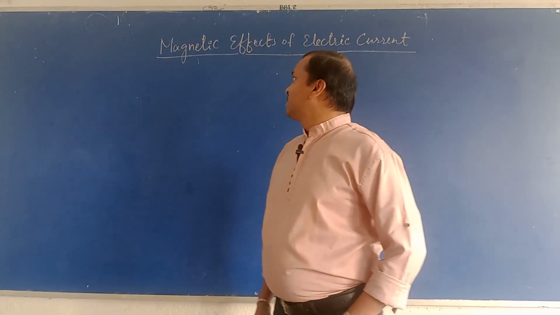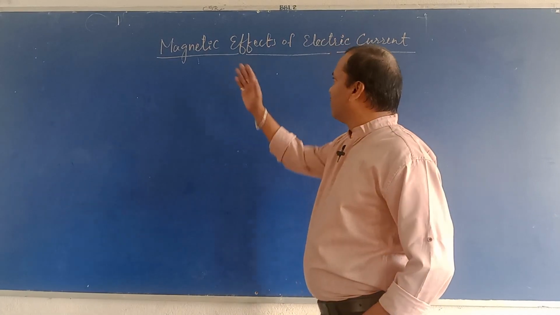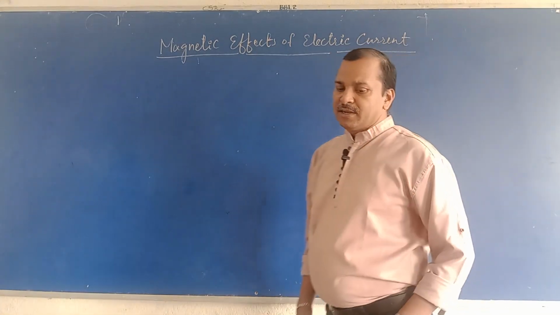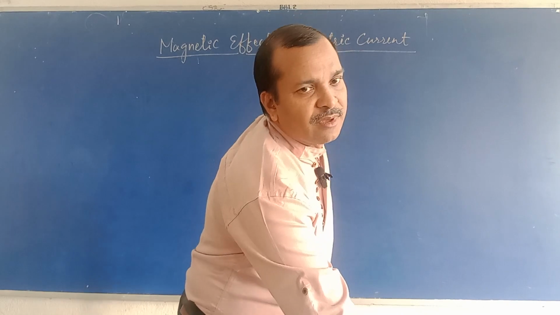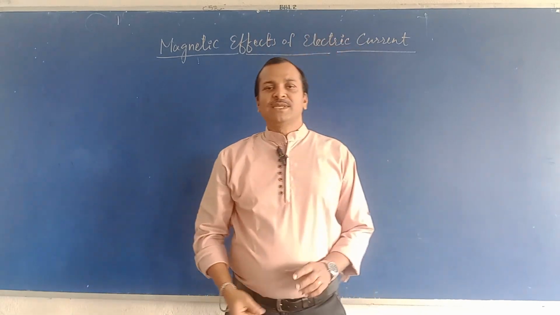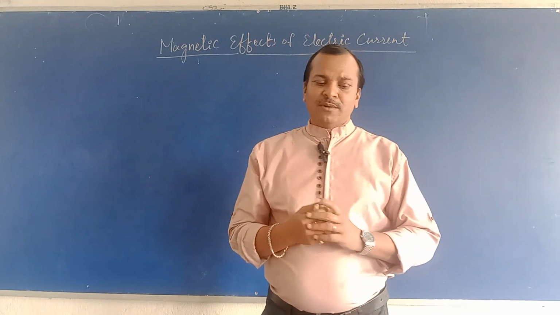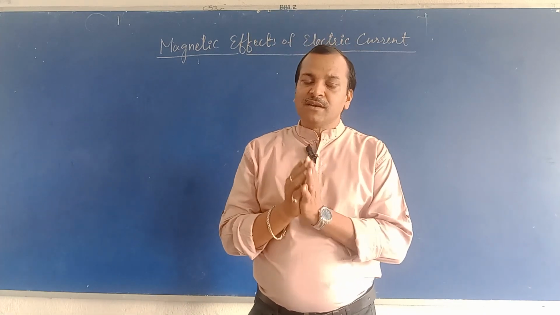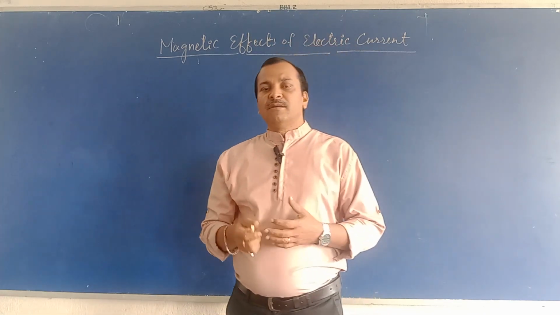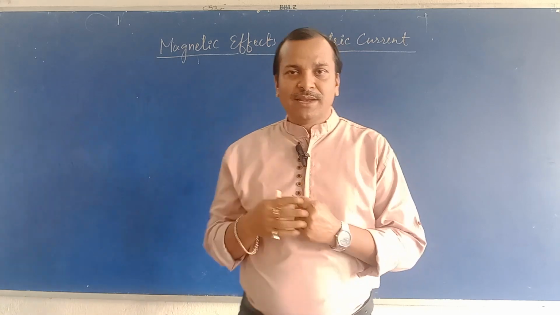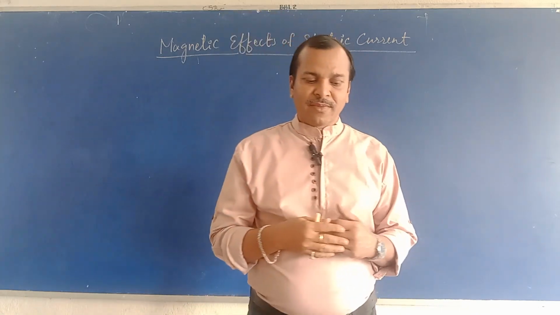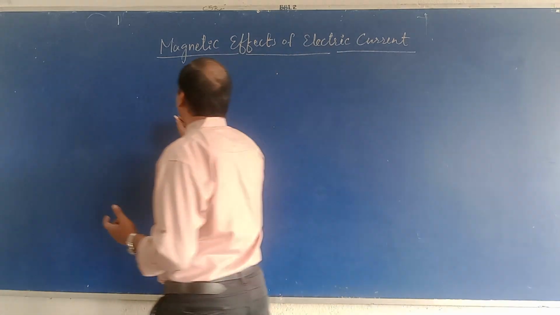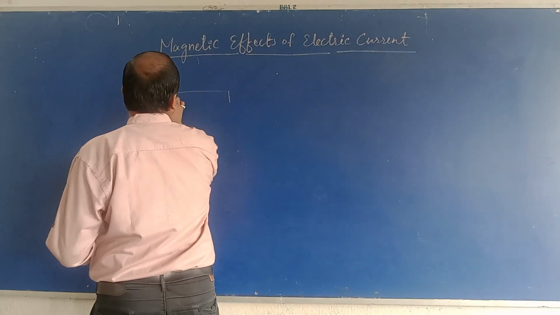Now let us discuss our next topic, magnetic effects of electric current, class 10 physics. First, we have to know what the properties of a magnet are. A magnet always attracts iron. Clear? It has two poles. There are different kinds of magnets.